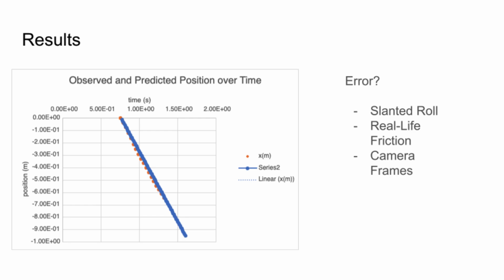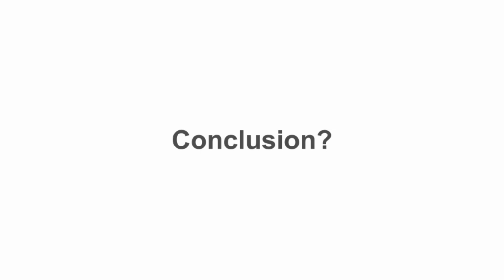Some errors that could have occurred were a slanted roll. Our soccer ball rolled slanted towards the end of the experiment, and also real life friction, as friction will not always be equal to the force applied and will somewhat slow down the ball. Additionally, the camera frames do not align with the frames used in GlowScript, which is why GlowScript has a more accurate measurement. If we made the ball roll to the right, our graph would have been inverted over the horizontal axis, giving us a positive slope. Other than this, our experiment was largely successful and proved that net force of 0 results in a constant velocity.